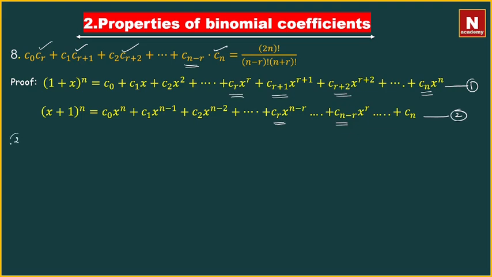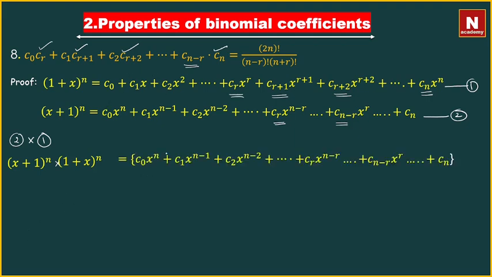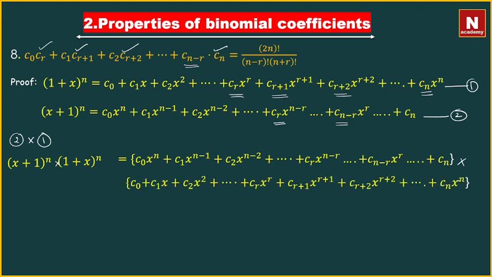Now, 2 into 1. Multiplying these two equations. First, I am taking 2. How to multiply? First, LHS of 2 into LHS of 1. This is LHS of 2. LHS of 1 equals RHS of 2 into RHS of 1. See, this is RHS of equation 2 into RHS of equation number 1. Now to get the result, equating coefficient of x power n plus r on both sides. Why coefficient of x power n plus r? Equating coefficient of x power n plus r.